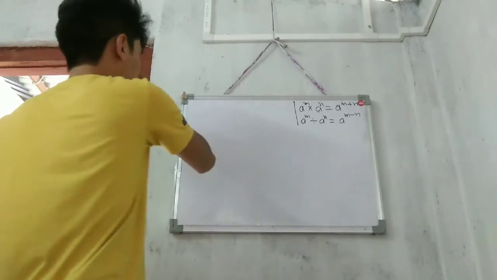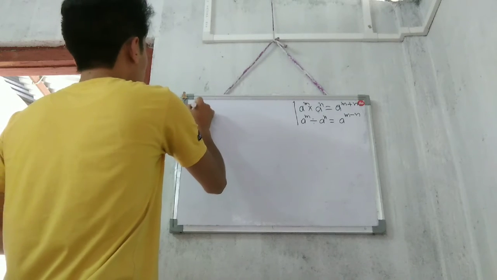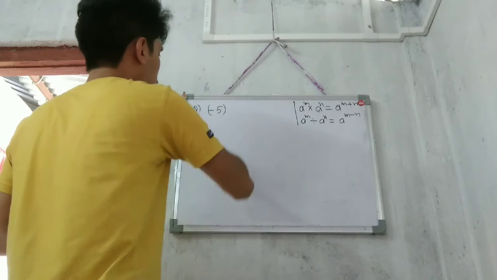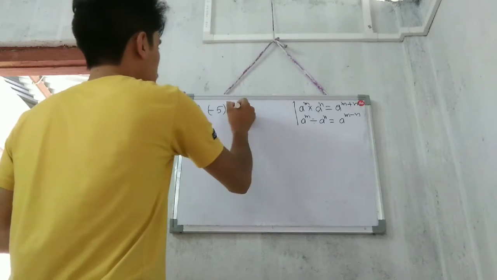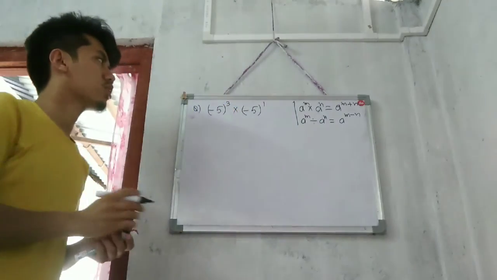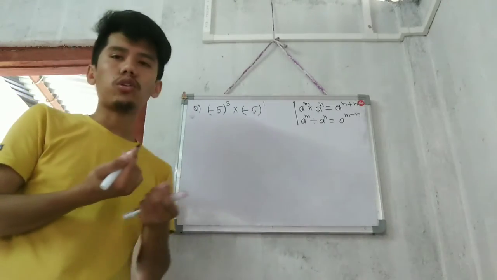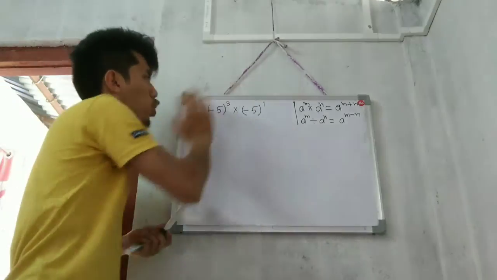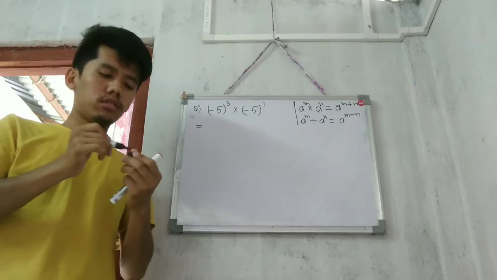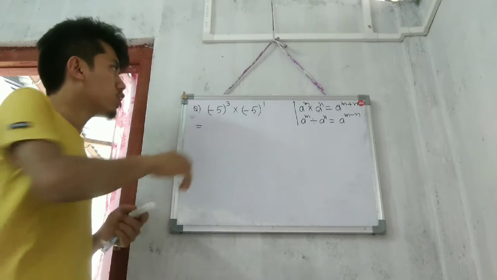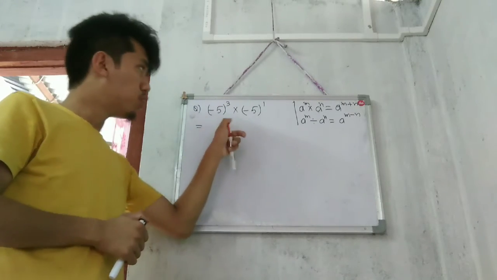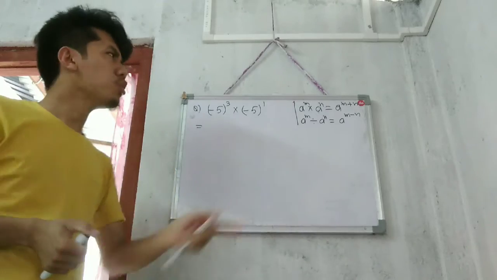See the examples. The question is minus 5 to the power 3 into minus 5 to the power 1. Power 1 means either you write it or not, it is the same, so let me not write power 1. We have to see the question very carefully. The question is minus 5 to the power 3, or minus 5 cube, into minus 5, or to the power 1 you may say also.